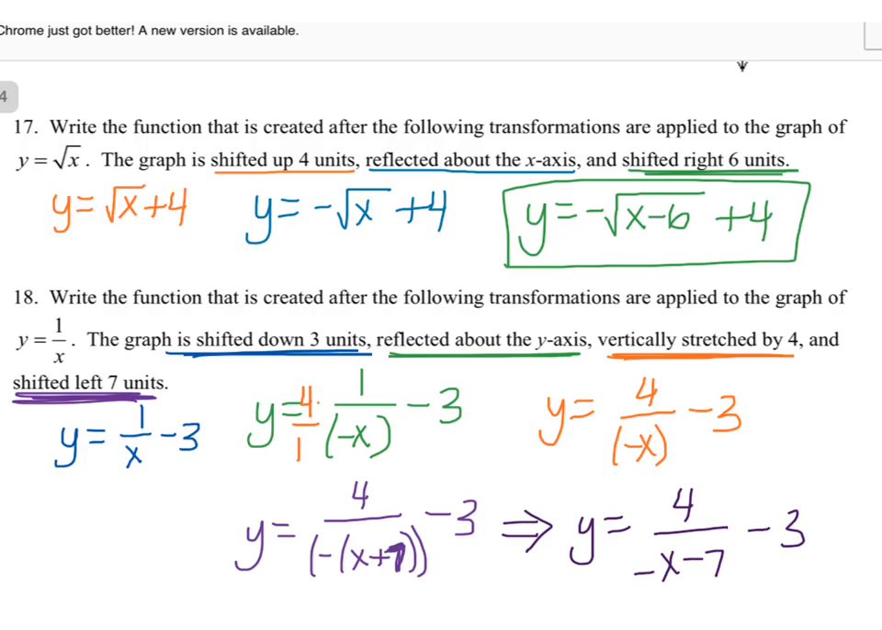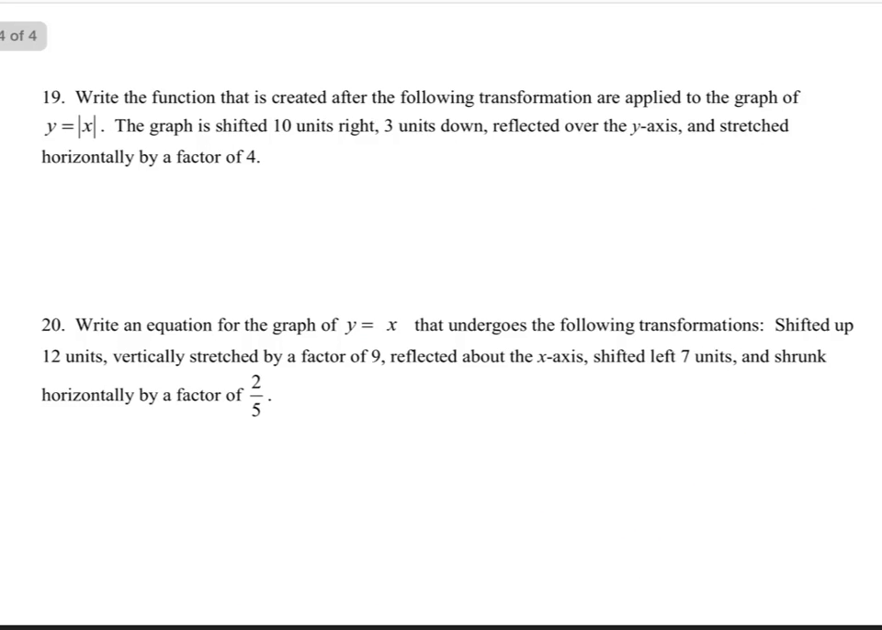With this first factored way, it's easy to pick out and say, yep, there's a vertical stretch by 4, move down 3, reflect over y, and then since it's already in factored form, it got moved to the left 7. But really, either final answer is acceptable. I just think the one that's boxed up in pink is a little bit easier. Alright, so let's look at a couple.